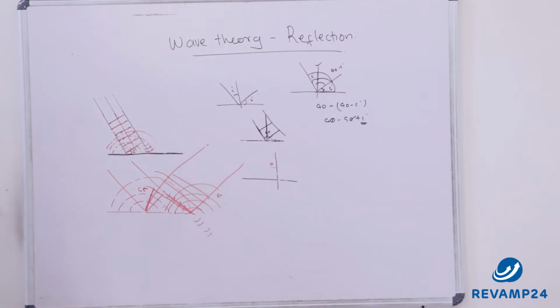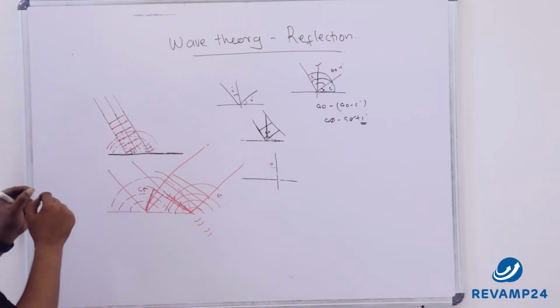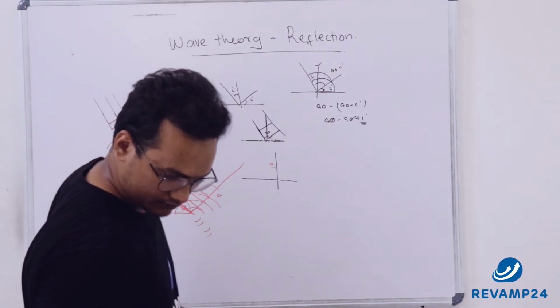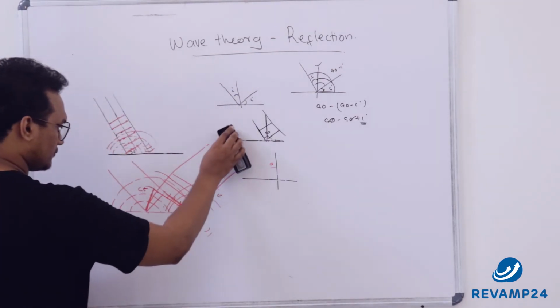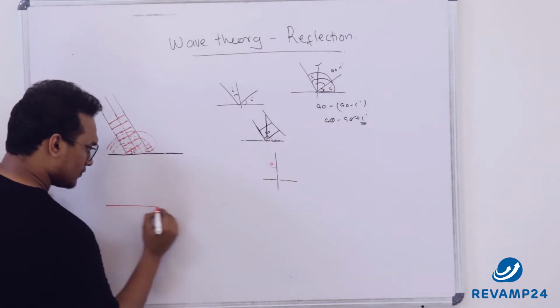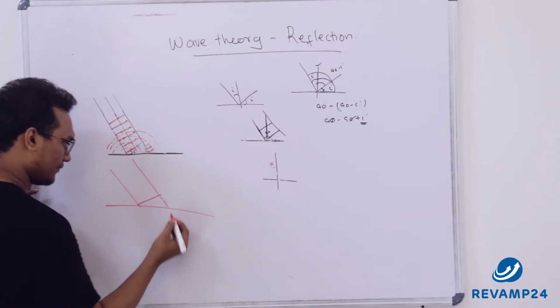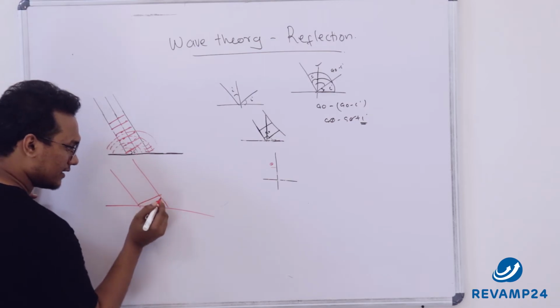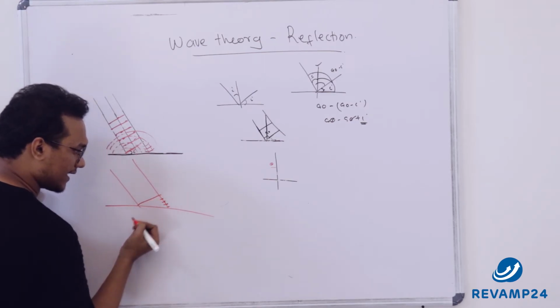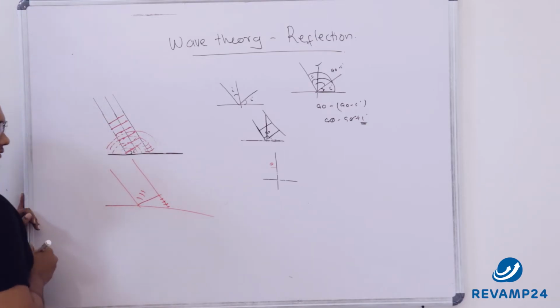Is that clear? I think it is a little bit difficult to understand at first. I will repeat it again. Incident ray. Now this is the wavefront. From this position, it can still send a wavefront in this direction, but this cannot send. So what will happen? This will send in this direction.